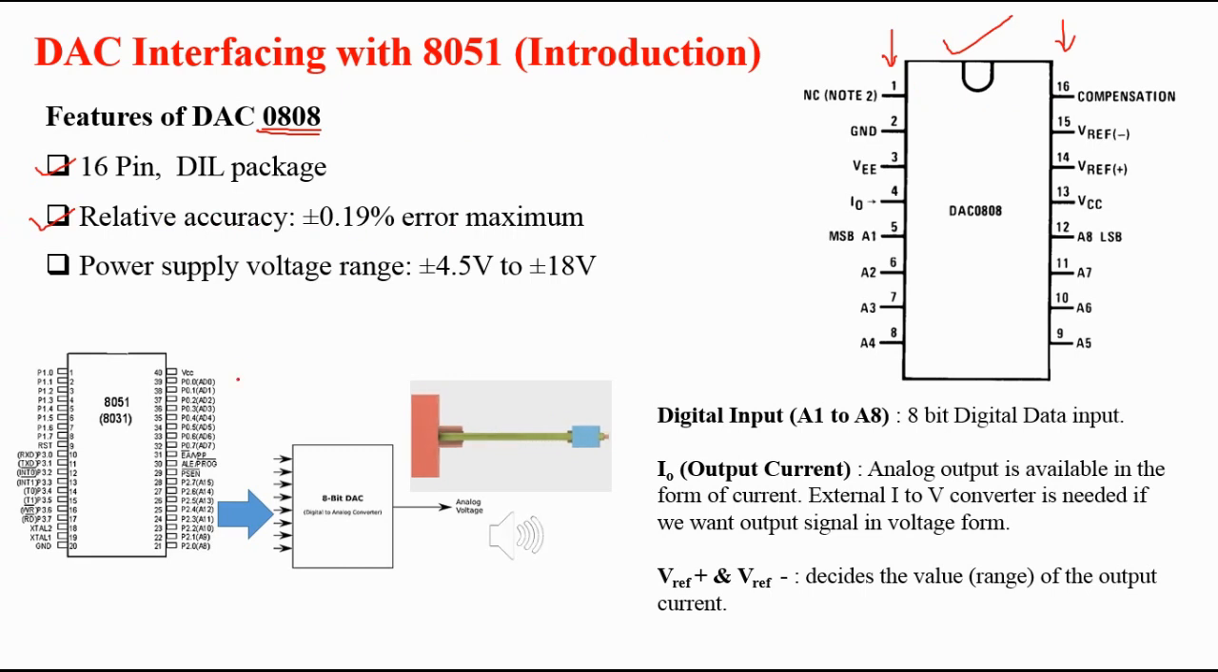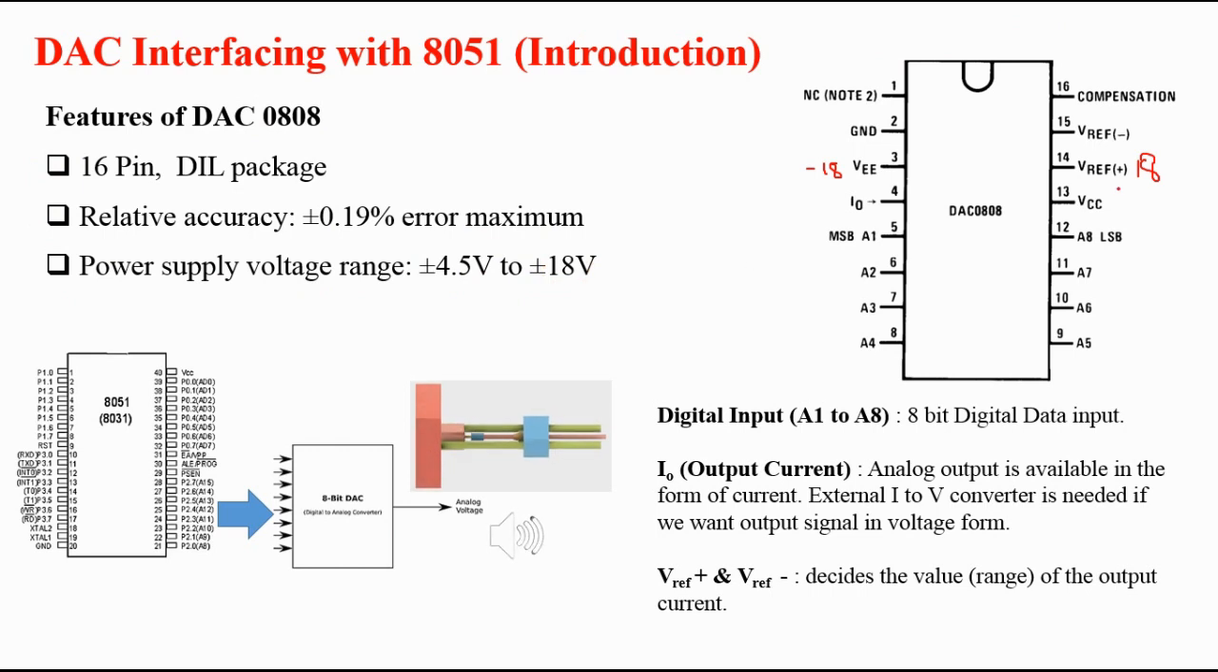It means whatever signal is available at the input in digital form will get reconstructed in analog form with this kind of accuracy. This is the tolerance basically. And then the power supply voltage range is about plus minus 4.5 volt to plus minus 18 volt. It means that it requires a dual power supply, plus minus kind of power supply.